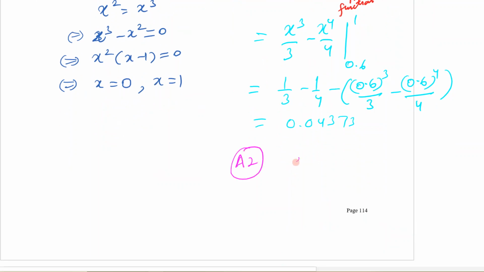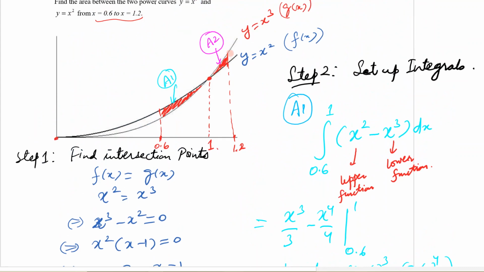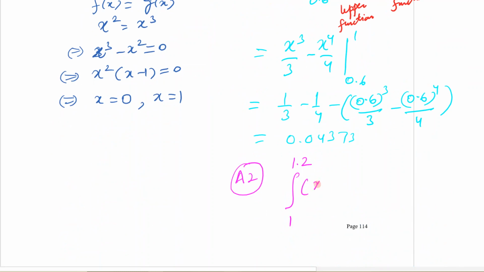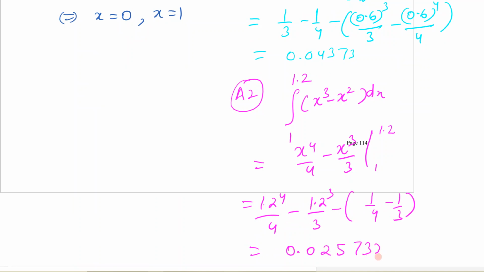Similarly, we can figure out our second area by setting up the integral from 1 to 1.2. We notice here that in this case our upper function is x cube and the lower function is x square. So we set up the integral of x cube minus x square dx. We apply the integration rules and put the limits from 1 to 1.2. So that is 1.2 raised to power 4 over 4 minus 1.2 cube over 3, minus 1 over 4 minus 1 over 3, and we get approximately 0.025733.